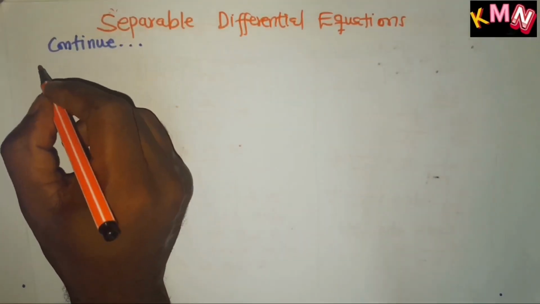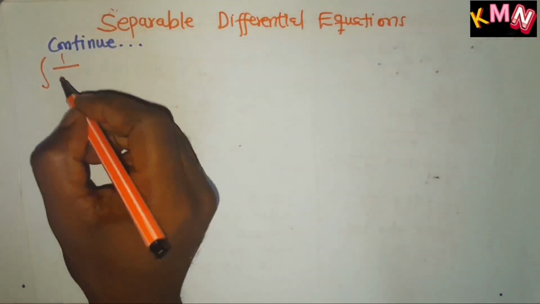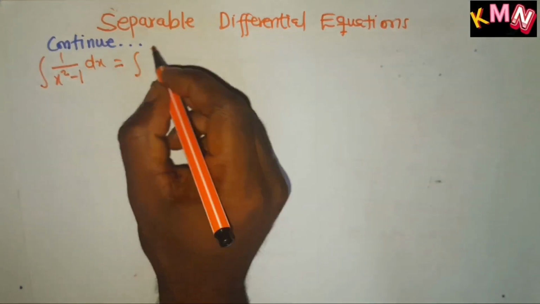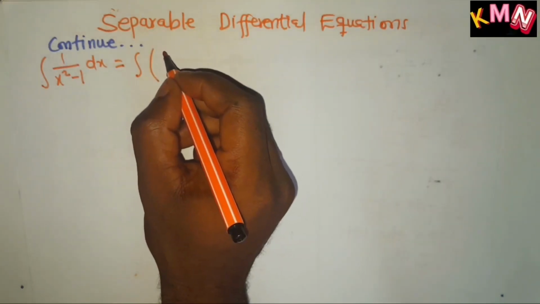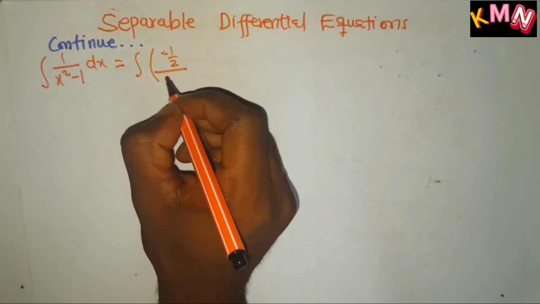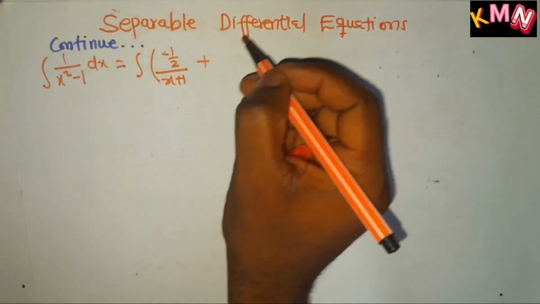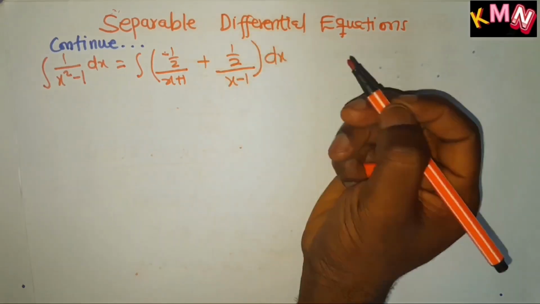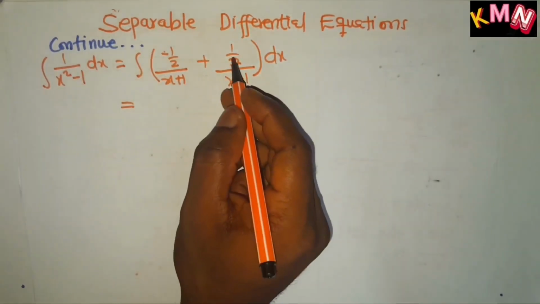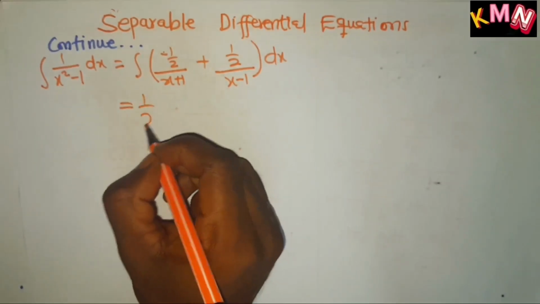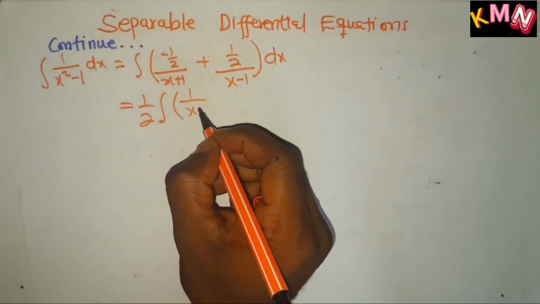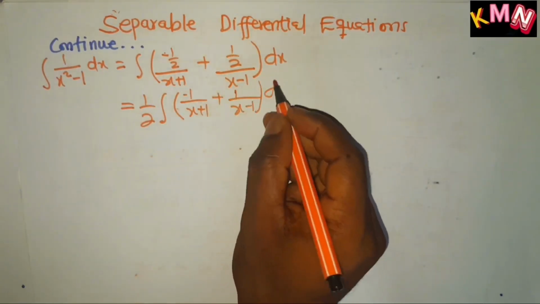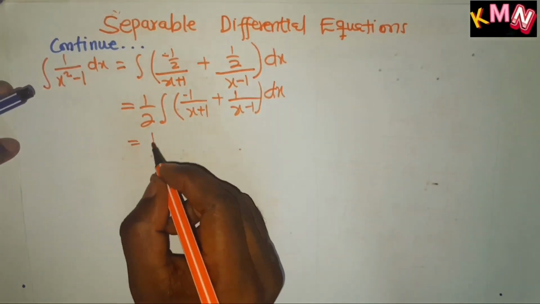So this implies that our integral of 1 on x squared minus 1 dx now becomes the integral of the a, we had negative half on x plus 1, plus the b, we had half, on x minus 1, all dx. So over here we can factorize the half out. When the half comes out, we are now getting negative 1 on x plus 1 plus 1 on x minus 1 dx, and we are going to get half.